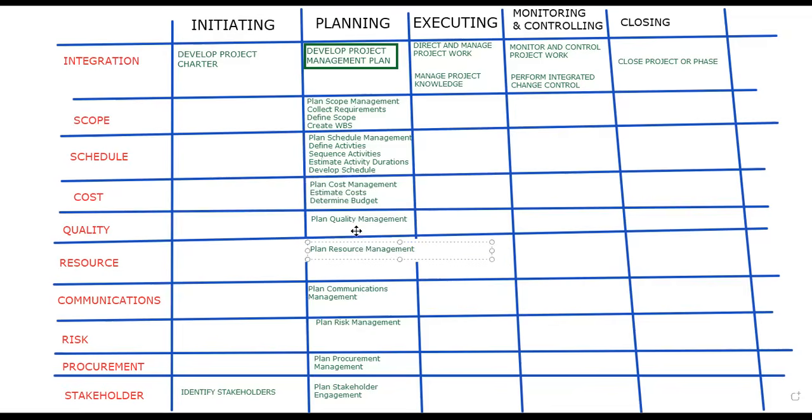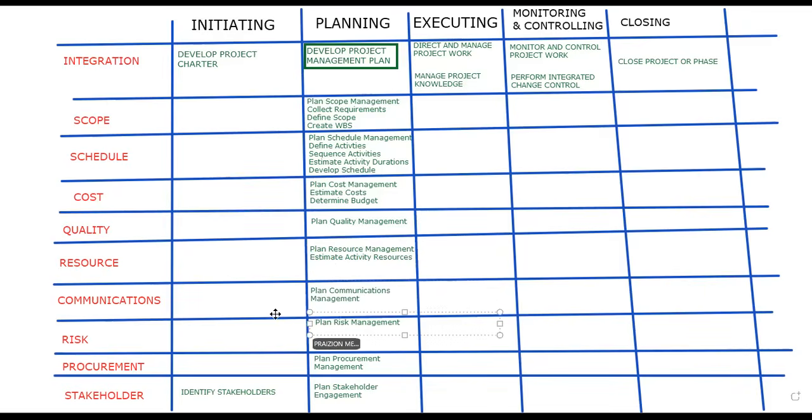And then we move into quality. We're done with quality. There's nothing else there. We go into resource management. We plan how to manage our resources. And then we estimate the activity resources. Okay. Then we go to communications.